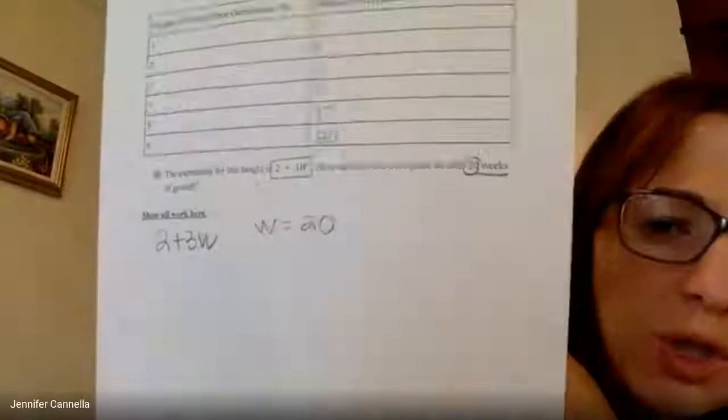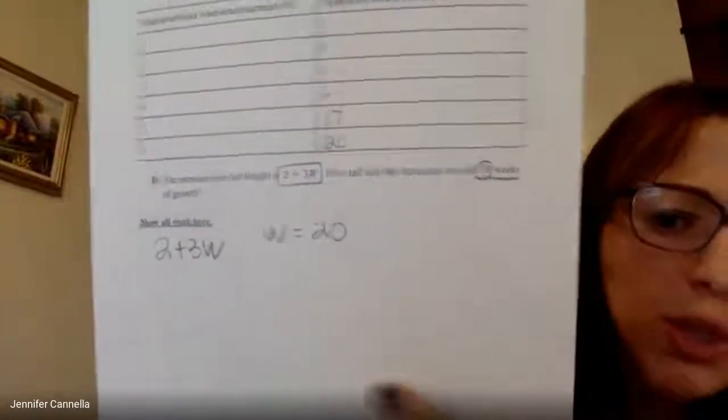Now we're going to use the expression 2 plus 3w. How tall will the corn plant be after 20 weeks? So the weeks, which is w, is now 20. So what am I going to do with this expression 2 plus 3w? You multiply 20 times 3 and then add 2. Excellent. So what's 20 times 3, guys? 60. And now we're going to write 2 plus 60 is how much? 62.